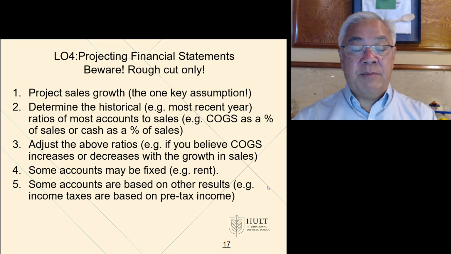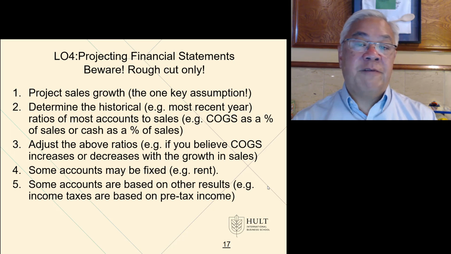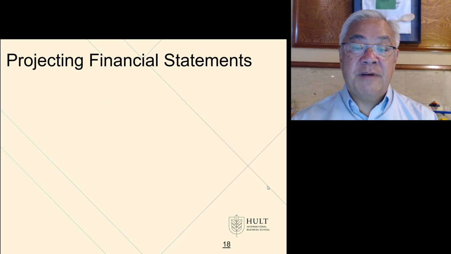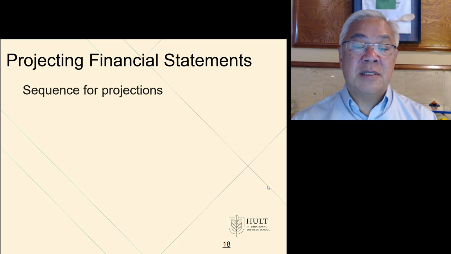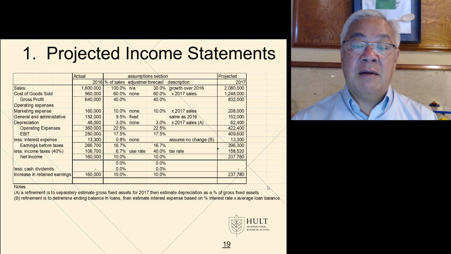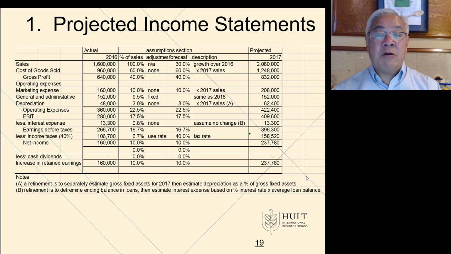Fifth, some of the accounts are based on some other results. Perfect example is income tax. So that's not a growth rate as a percent of sales. It's really derived from pre-tax income and the income taxes. So let's jump into the financial statements and projections sequence. First, income statement. Second, balance sheet. Third, cash flow. And right, so this slide in PowerPoint is a placeholder because we're going to do our work in Excel. So I'm going to hop out right now to Excel.